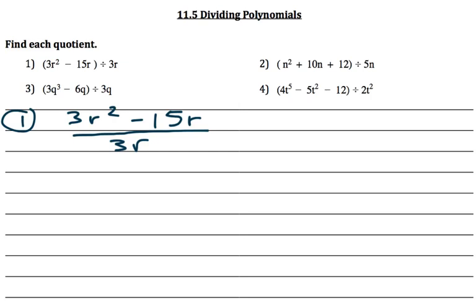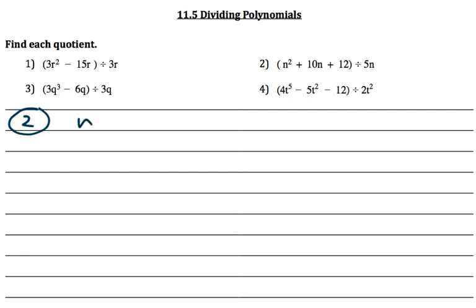Now, out of these top two terms, I can factor out 3r, and that's going to leave me with r minus 5. And that's still over that original 3r. So canceling these two out, we'll be left with r minus 5, and then we can box that. Okay, 2 is going to look different.